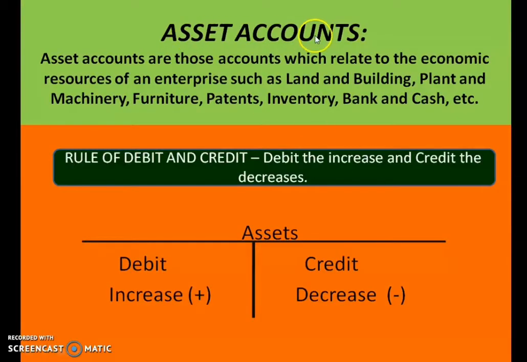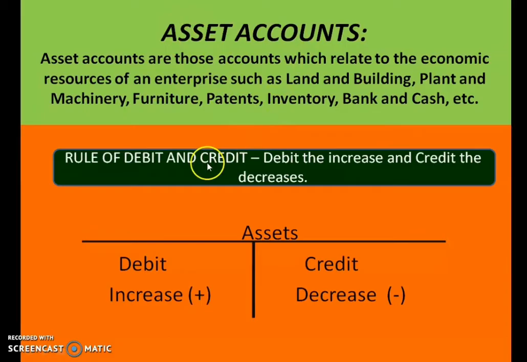Now in asset accounts, assets are those accounts which relate to economic resources of an enterprise. So whatever economic resources are there in your enterprise or in the company, that comes under asset account. For example, land and building, plant and machinery, furniture, patents, inventories, bank and cash, all those are assets. Both tangible as well as intangible will be shown under the asset account.